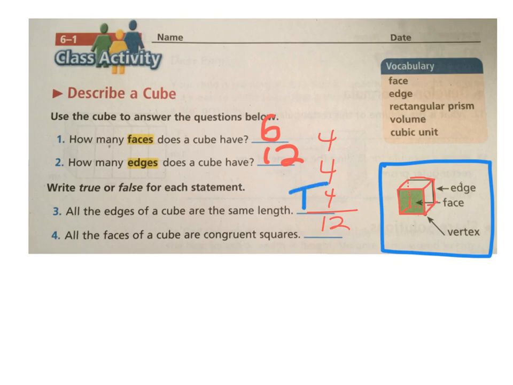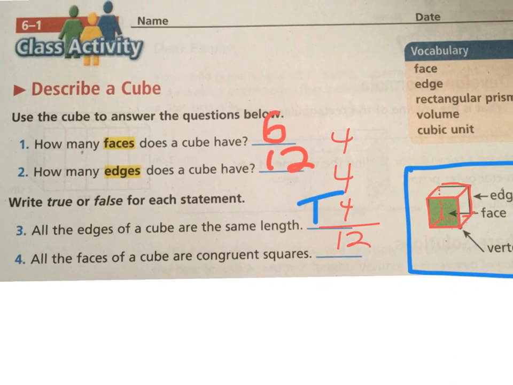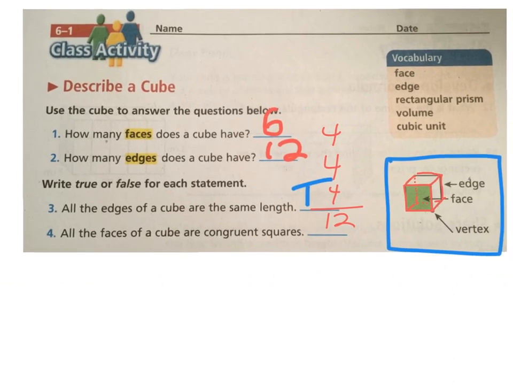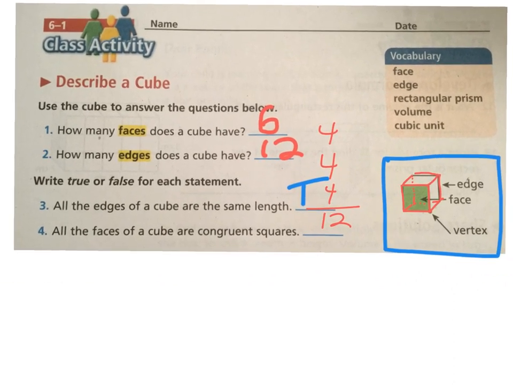All the faces of a cube are congruent squares, which means squares that are the same size and same shape. Well, that is the definition of what makes it a cube. For it to be a cube, all 6 faces must be the same size and the same shape. They must be congruent. A perfect cube means 6 faces that are squares that are all the same size, and all 12 edges are exactly the same.